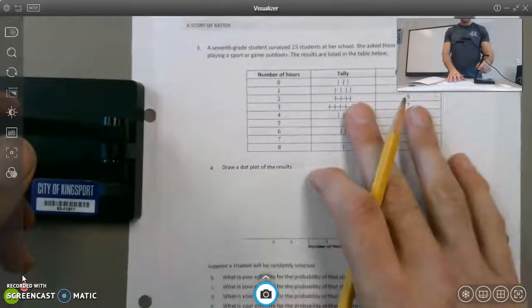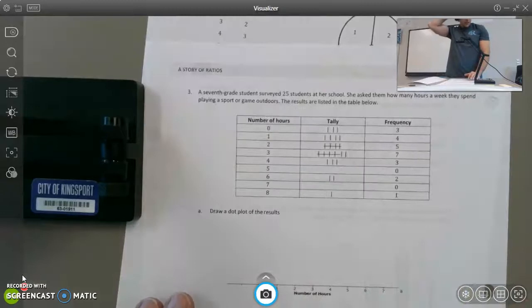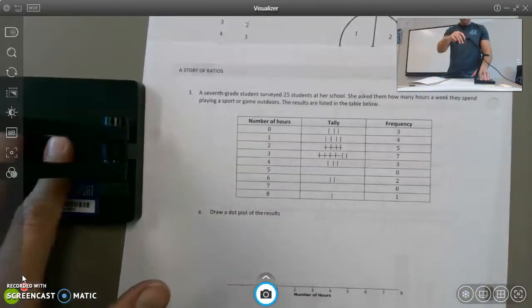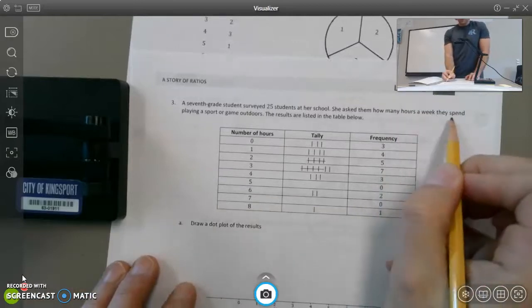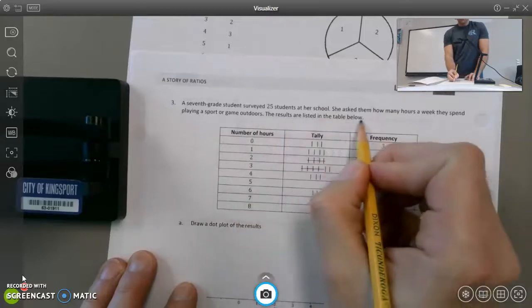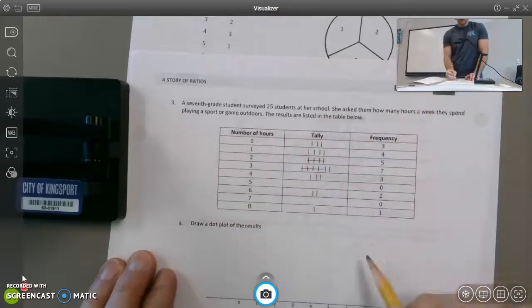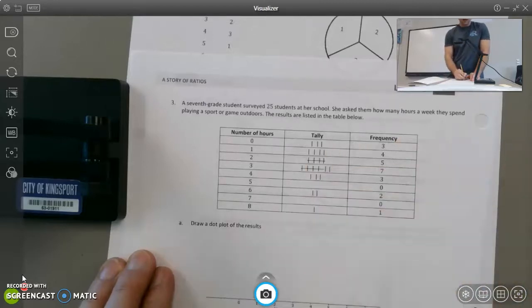It doesn't exist within our population. All right. A 7th grade student surveyed 25 students at her school. She asked them how many hours a week they spend playing a sport or game outdoors. The results are listed in the table below. Okay, so we've got a table, and we're going to use this frequency table to make a dot plot.